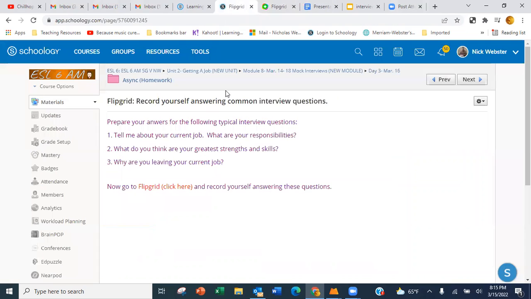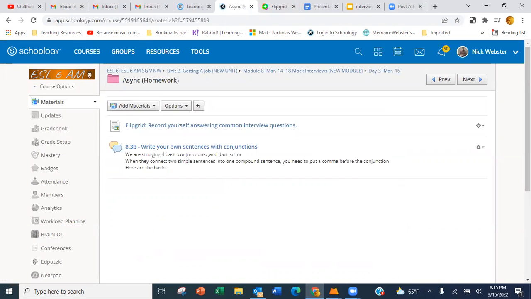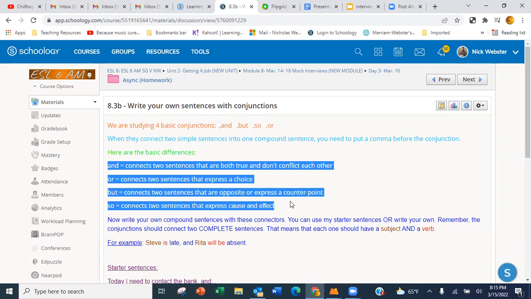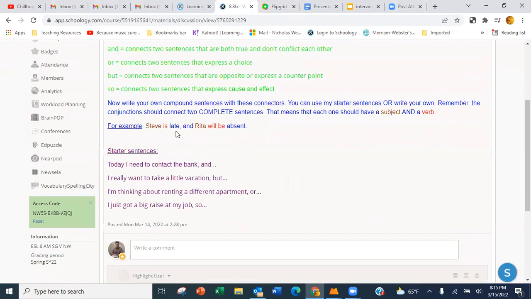Okay, then we also have a discussion activity about conjunctions. So you will write sentences using conjunctions: and, but, so, and or. Here's a reminder of what they mean. And you're going to write some compound sentences, right? That's where you have two clauses joined by a connector.